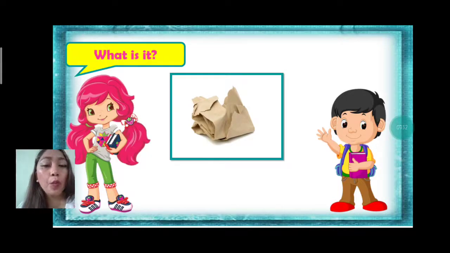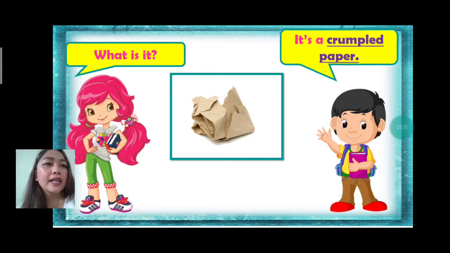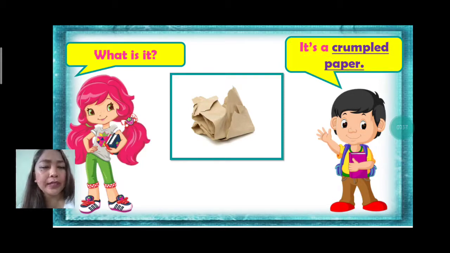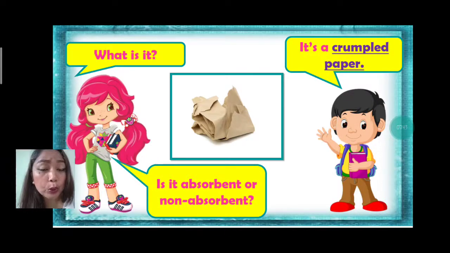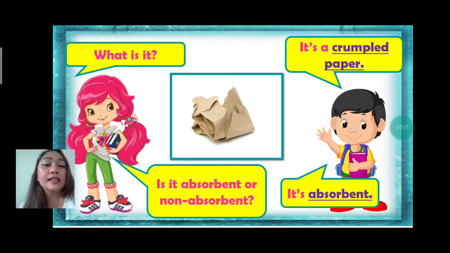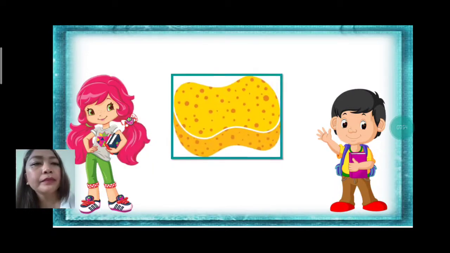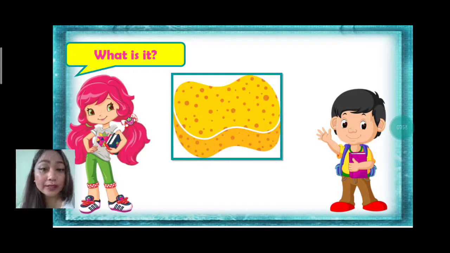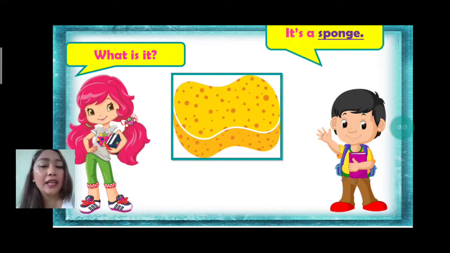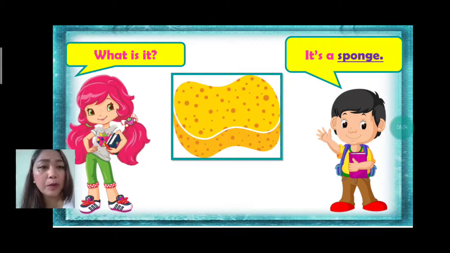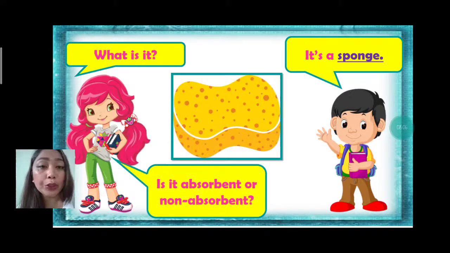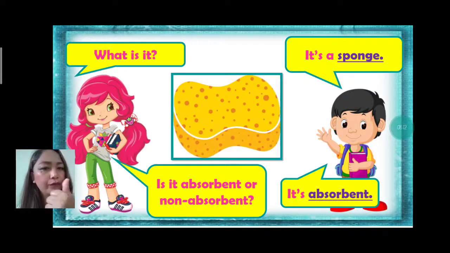Next vocabulary. What is it? Answer: it's a crumpled paper. Good job. Question: is it absorbent or non-absorbent? Very good. The answer is, it's absorbent. Good job. Next vocabulary. What is it? Answer: it's a sponge. Is it absorbent or non-absorbent? The answer: it's absorbent. Very good.